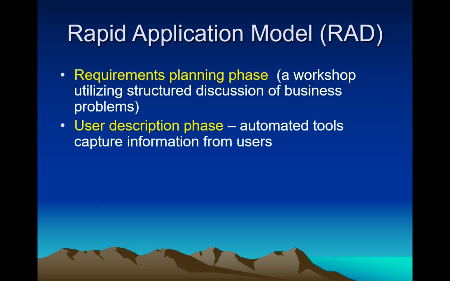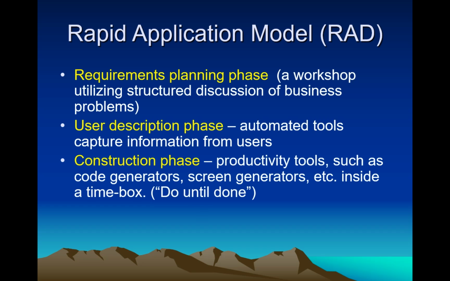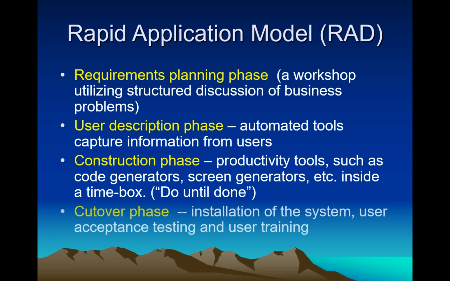Requirements planning phase, a workshop utilizing structured discussion of business problems. User description phase, automated tools capture information from users. Construction phase, productivity tools such as code generators, screen generators, etc. inside a time box, do until done. Cutover phase, installation of the system, user acceptance testing, and user training.